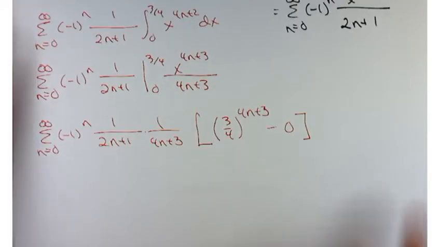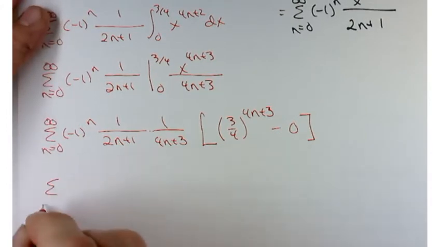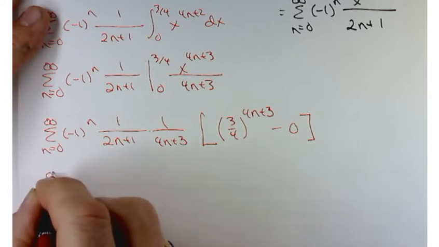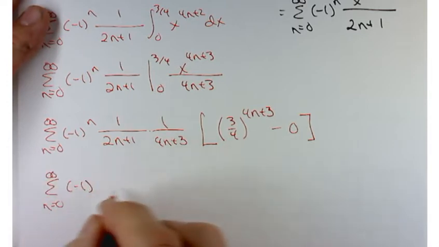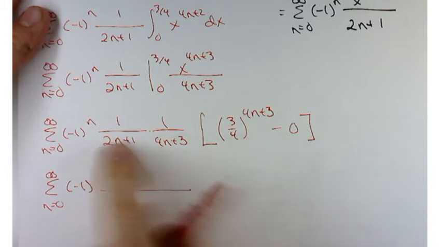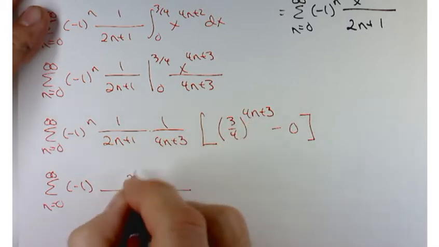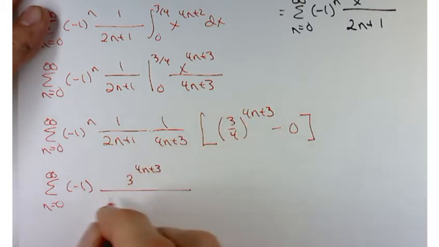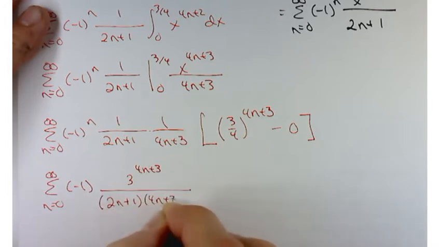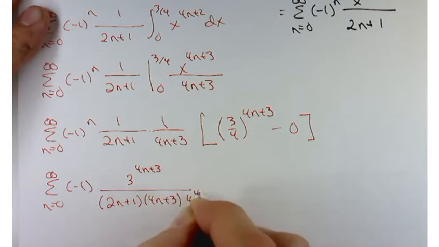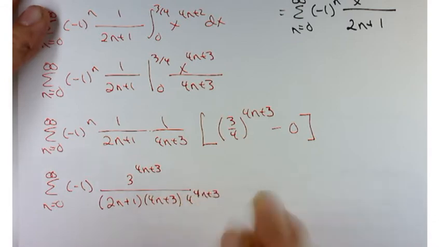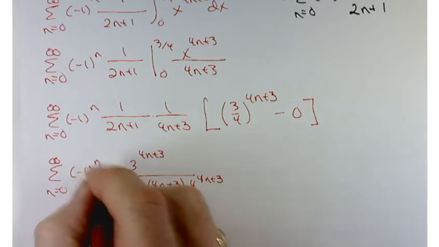So we get something like this. Whew. Almost there. Sum from n equals 0 to infinity of -1 to the n. Let me put this all together. I'll write 3 to the 4n plus 3 in the numerator, 2n plus 1 times 4n plus 3 times 4 to the 4n plus 3 in the denominator. And I need an n here.